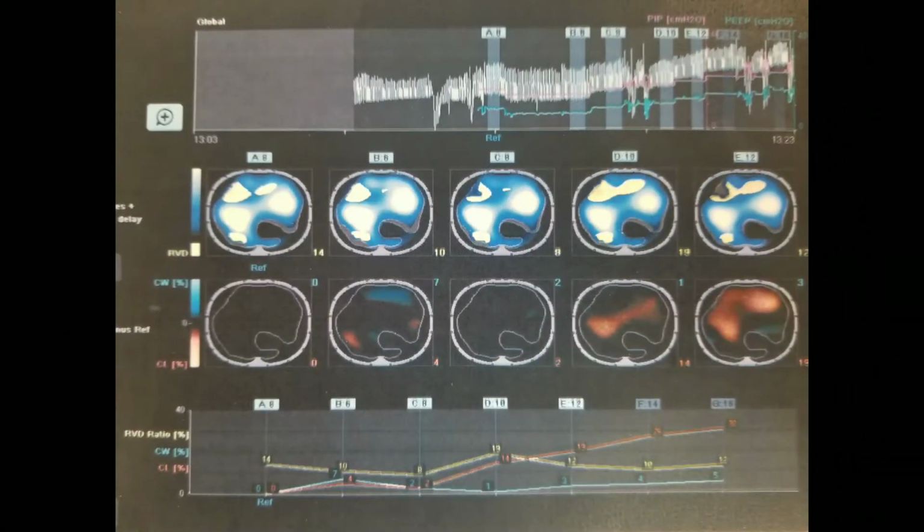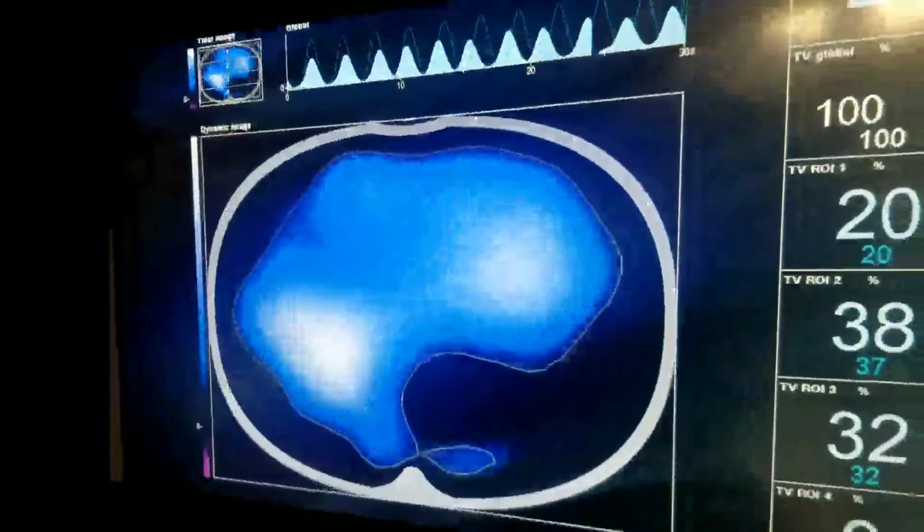Here's the actual PEEP study, and when we went from 8 to 14, on the right of your screen you see that orange, that means over distension. So we were able to get a little bit more distribution to the dorsal area with the higher PEEPs. However, with the orange that you can see over here signifying over distension and a loss of compliance in that area, it wasn't an option to use that higher PEEP because it would have put the ventral area of the lung in danger of over distension.